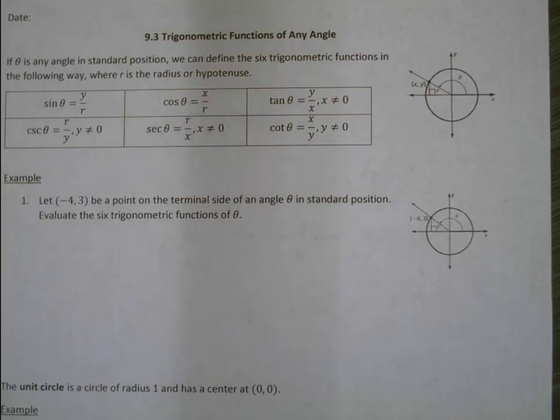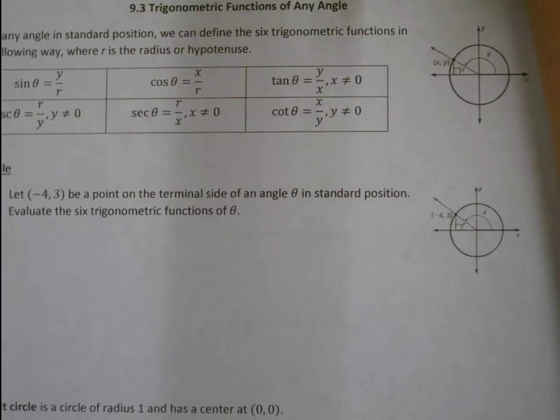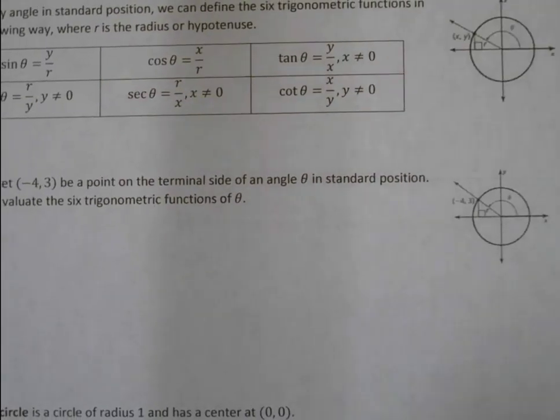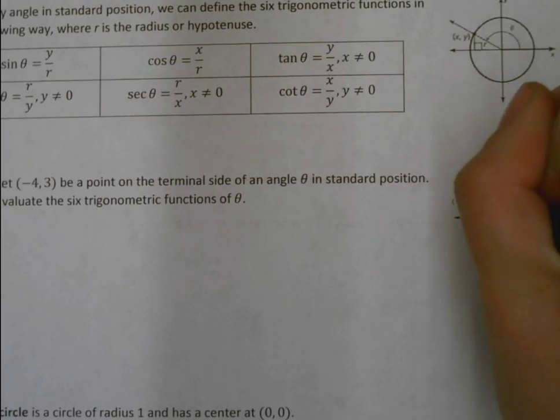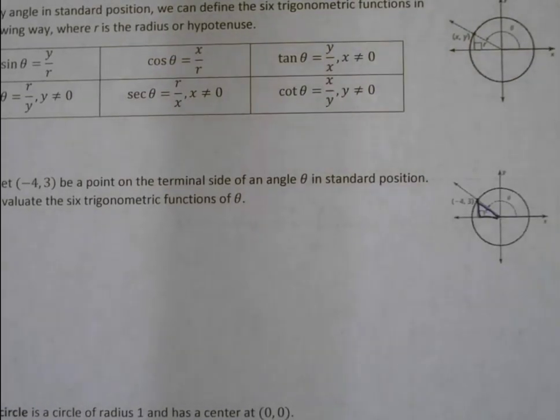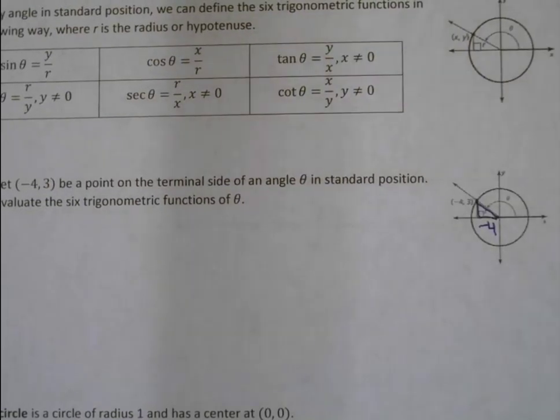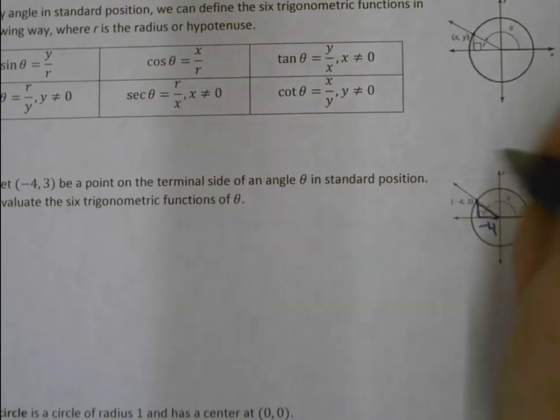If I take a look at number 1, it gives me -4, 3, which is this triangle right here. -4 is the bottom because that's my x value. 3 is my side.